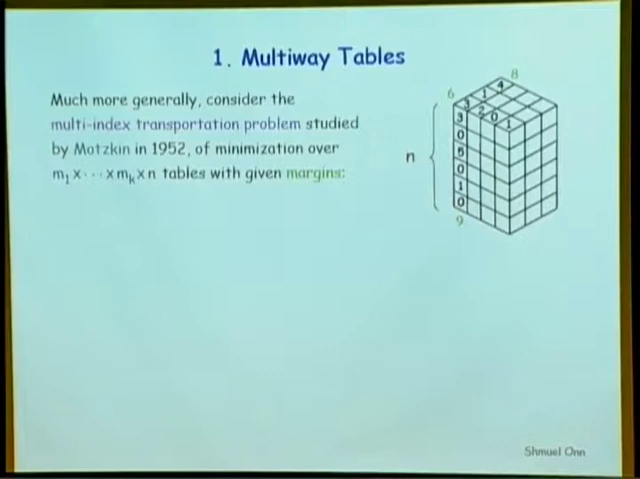In the hour before, I just formulated this transshipment problem, and this was a little bit of a mess on the blackboard. But now I want to do it here. So look at this problem, and as I'm saying here, you can look at arbitrary dimensional tables, so M1 by M2 by some Mk by N tables. This is a k plus one dimensional table. Such transportation problems, so-called multi-index transportation problems, are classical. They were first studied by Motzkin already 60 years ago.